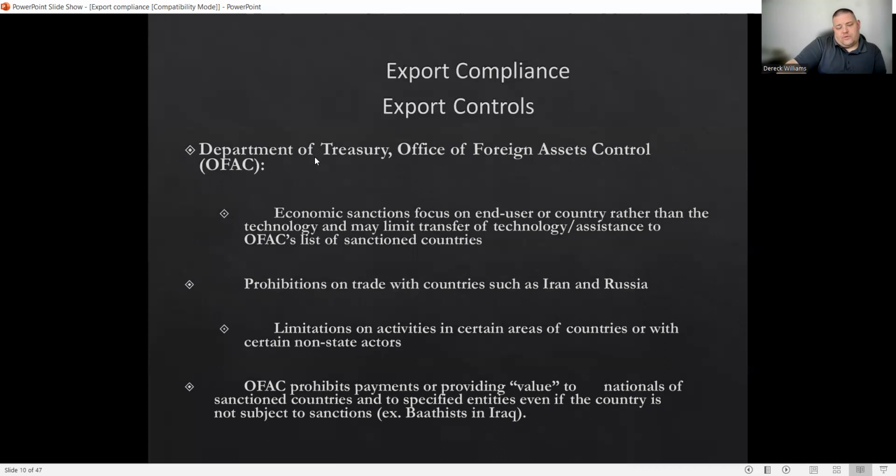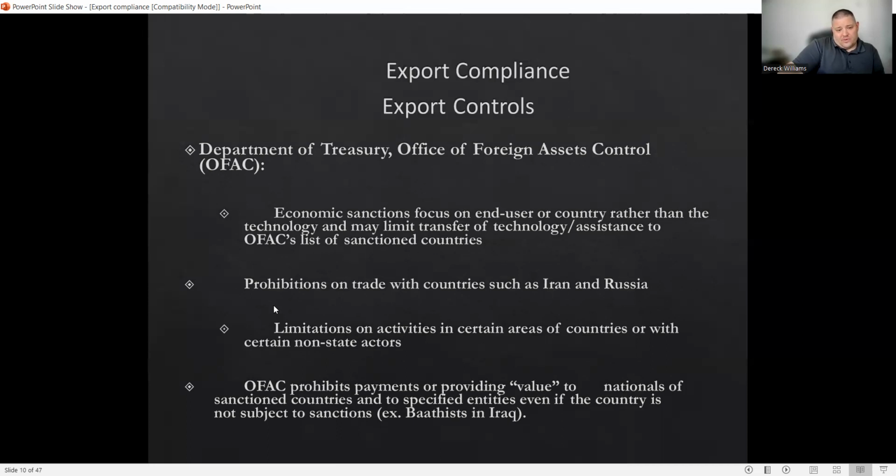And then the last one we talked about a little bit was the Department of Treasury, Office of Foreign Assets Control, or OFAC. And no, that's not just what you say when you get in trouble for violating the ITAR and EAR requirements. They manage and govern economic sanctions focused on end user or country rather than the technology, and they may limit the transfer of technologies and assistance to the OFAC list of sanctioned countries.